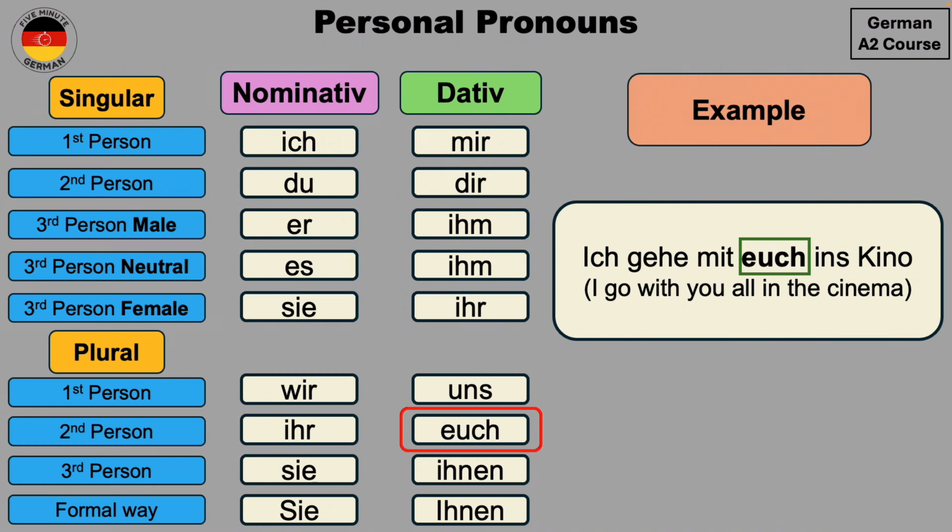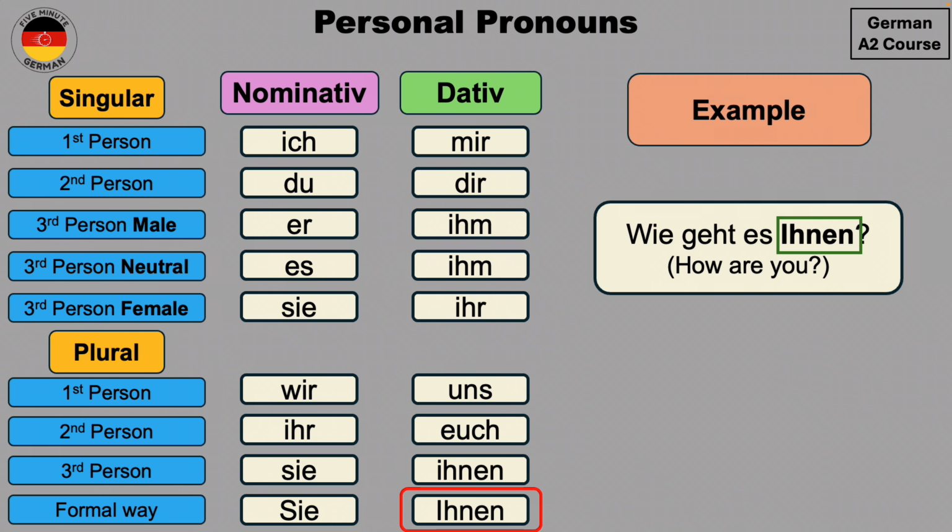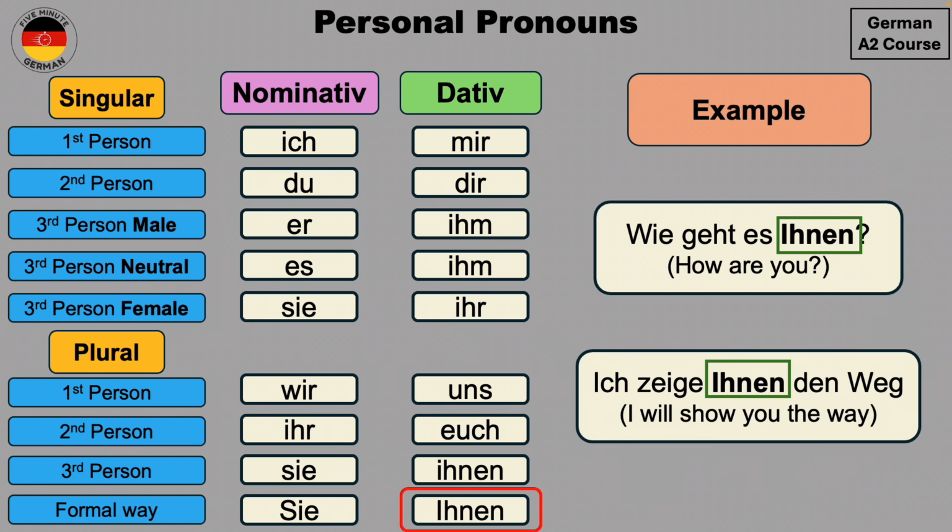Now the same sentence with the third person plural will be Ich gehe mit ihnen ins Kino. And the meaning for this is I go with them to the cinema, as we are talking about the third person plural over here. Now let's take a look at some examples with the formal way. So we have the commonly used sentence, which is Wie geht es Ihnen? How are you? So over here we say Ihnen because we use the dative form. If you want to use the informal way, then you can use Wie geht es dir? Another example can be Ich zeige Ihnen den Weg. I will show you the way. This is again when you want to talk formally to someone.